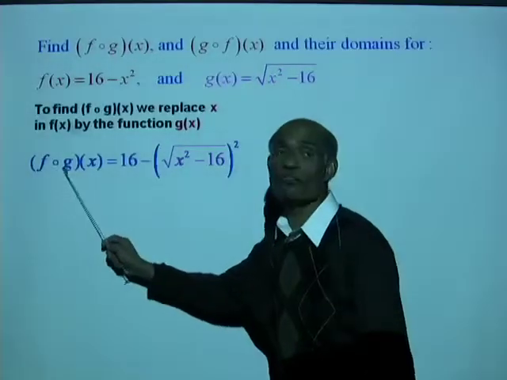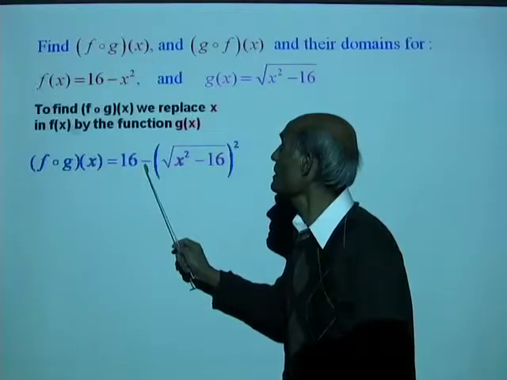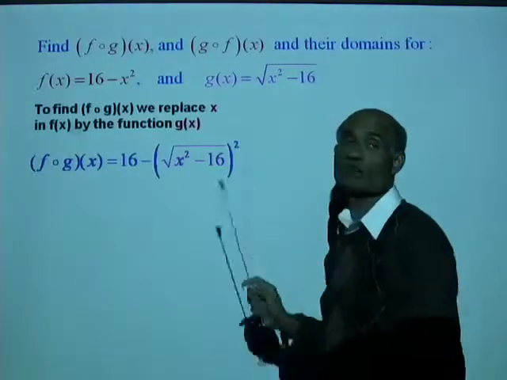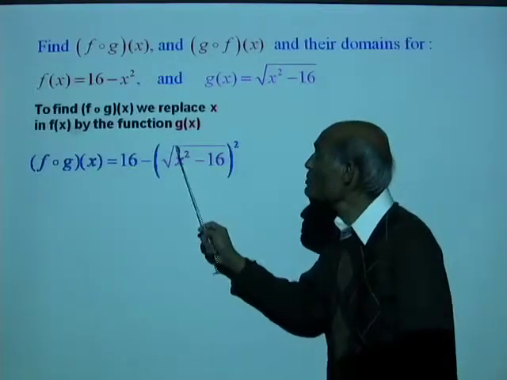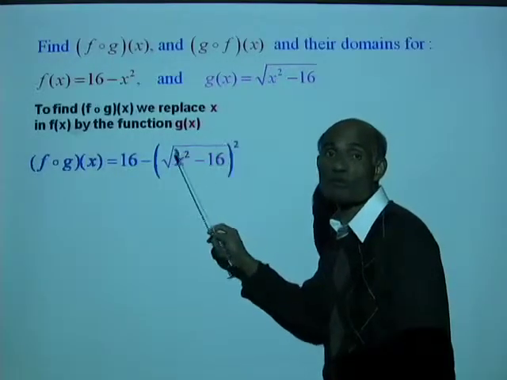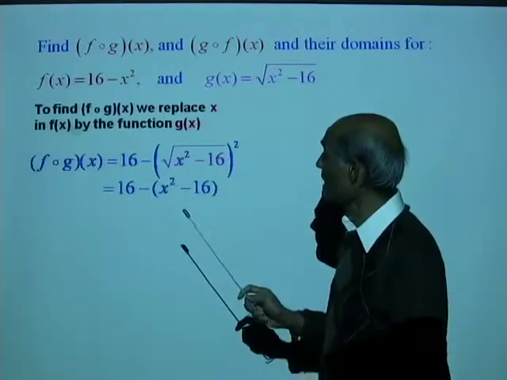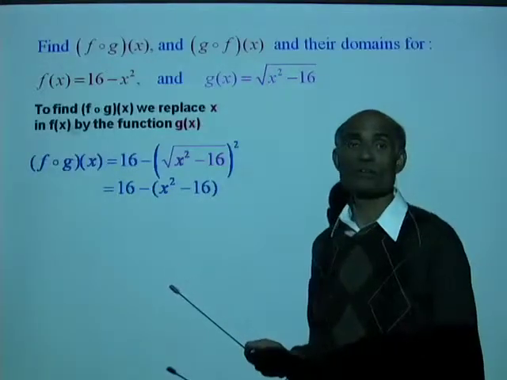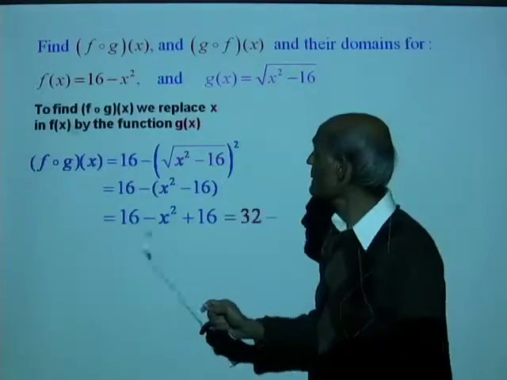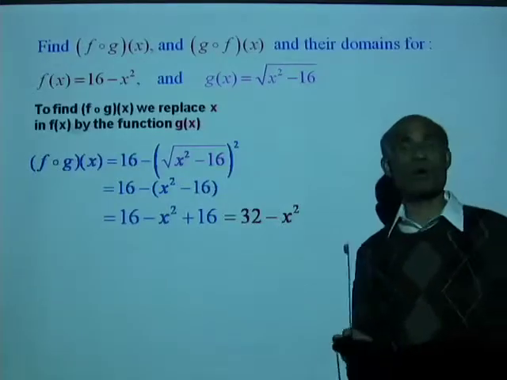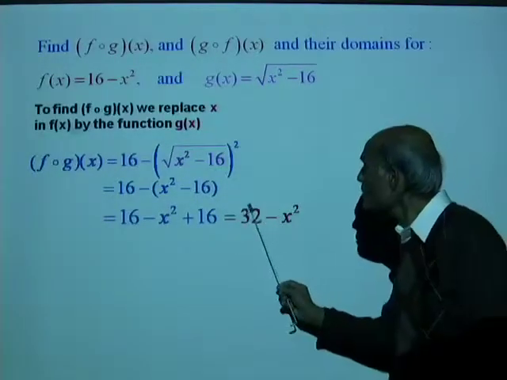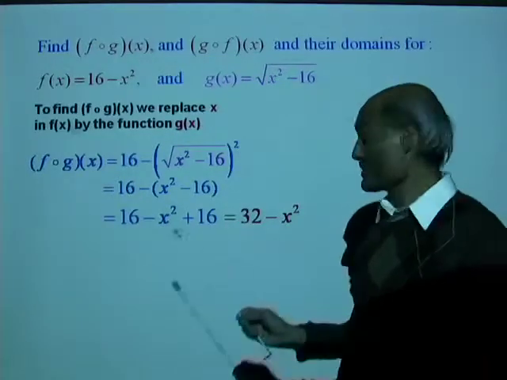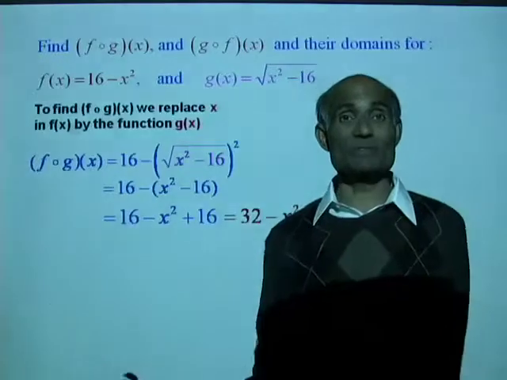So f of g of x is 16 minus the quantity square root of x squared minus 16, raised to the power of 2. And when a square root quantity is raised to the power of 2, the square root will disappear. That gives me 16 minus x squared minus 16. What is that equal to? That will be 32 minus x squared. Tell me, what is the domain of this? 32 minus x squared. Well, the domain of that is actually all real numbers.